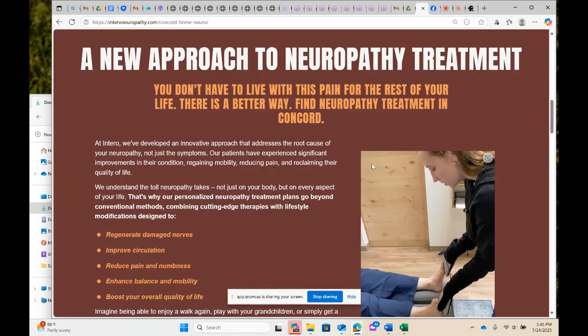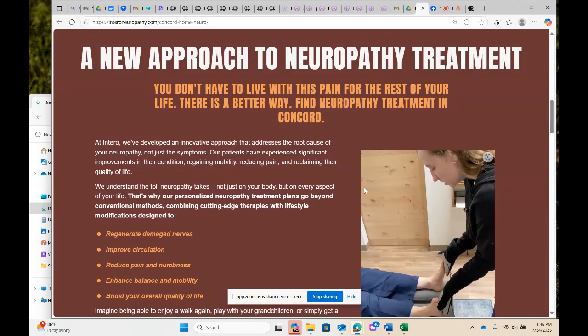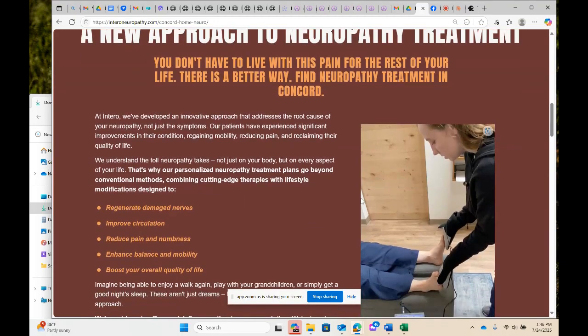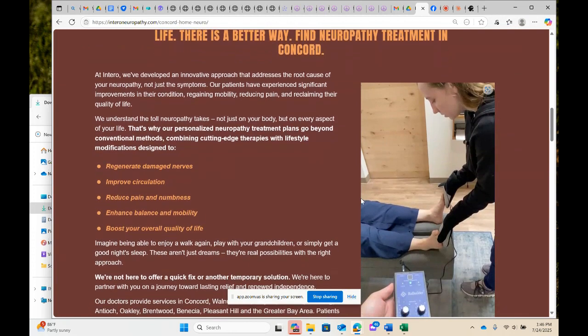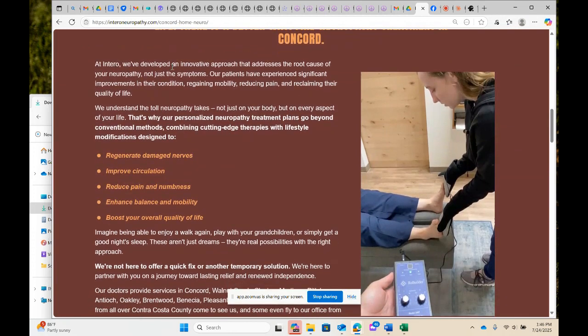A new approach to neuropathy treatment. Oh, are you interested in a new approach to neuropathy treatment? That would be really good. You don't have to live with this pain for the rest of your life. There is a better way. Find neuropathy treatment in Concord. Okay. You developed an innovative approach that addresses the root cause. Oh, not just the symptoms. That's interesting information right there.